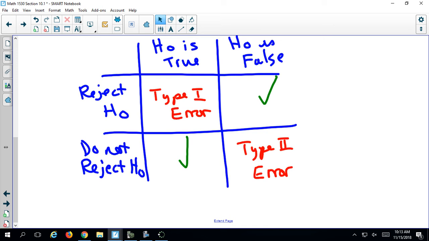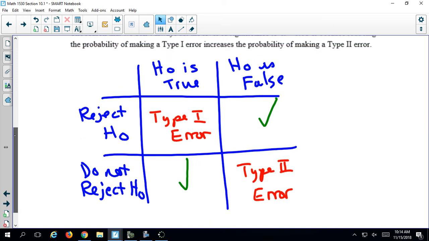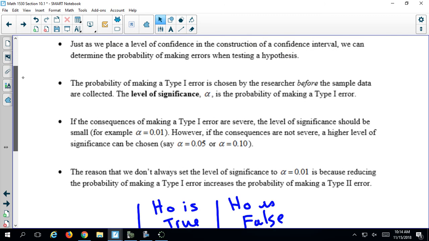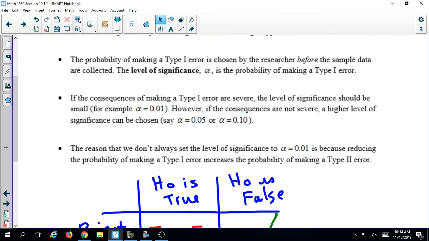Okay? So we want to pick low probabilities of making the type 1 error, but we don't want to make them too low, because we'll make more type 2 errors. We'll not reject when we should have more often. Okay? So we control the type 1 error, but by controlling the type 1 error, we also control the type 2 error, because they're related.